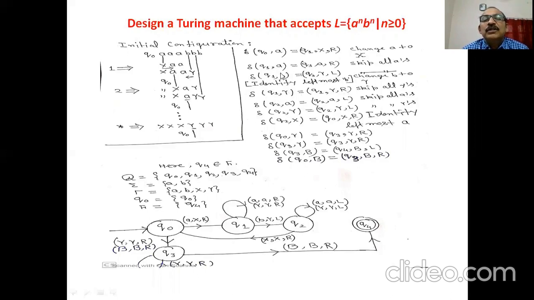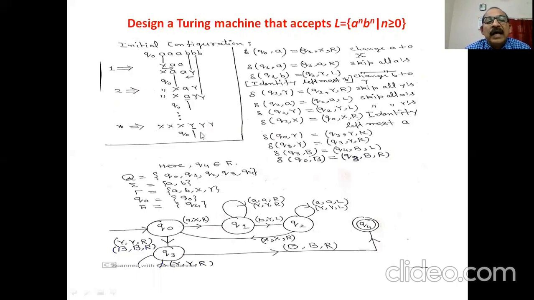Now it encountered B. The machine in state Q1, input is B, it goes to the state Q2, replaces this B by Y and moves in the left direction. Okay. Now machine in state Q2, you have to skip all A's and all Y's with the help of these two transition functions.